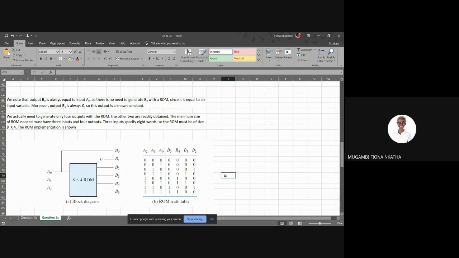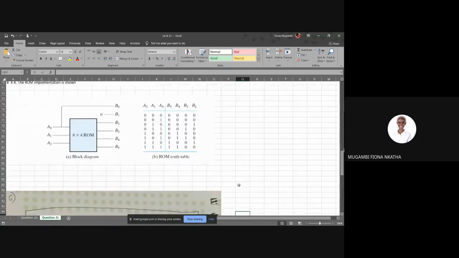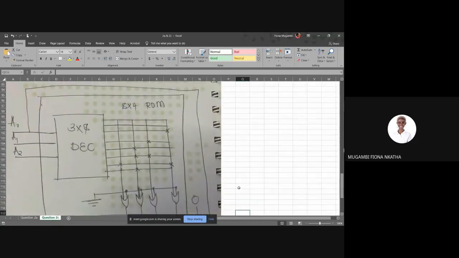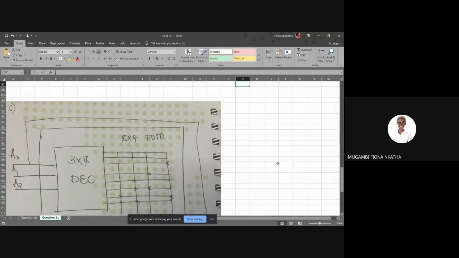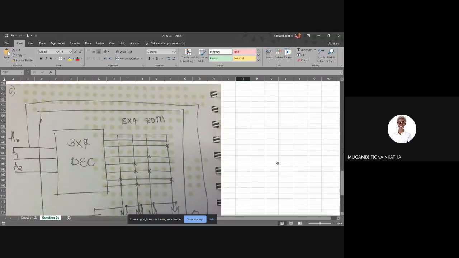So when they were asking for the combinational circuit, we thought this one looked too simple for Professor Mwangi. So we decided, let's just draw how it actually looks like. I'm sorry, my lines are very crooked, but please just bear with me.